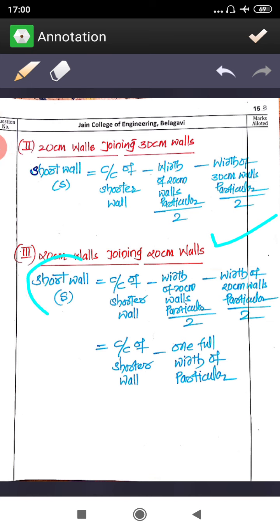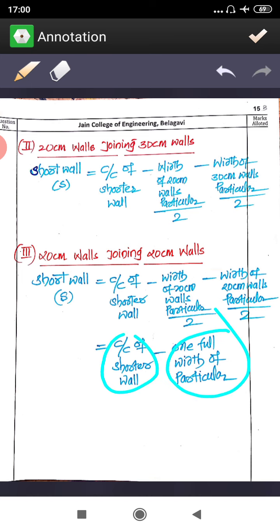Here, the short wall, I have taken the center to center of the shorter wall, half of the width of 20 centimeter walls particular from one side, and half of the width of 20 centimeter walls particular from another side. So in general you can take it as center to center of short wall minus one full width of particular 20 centimeters, that you can do.